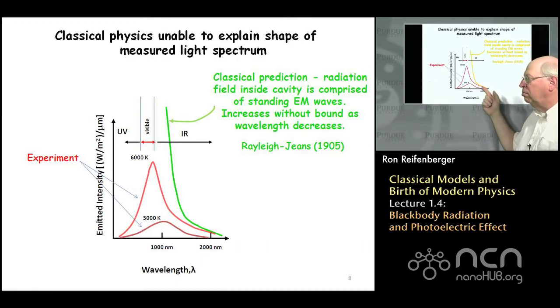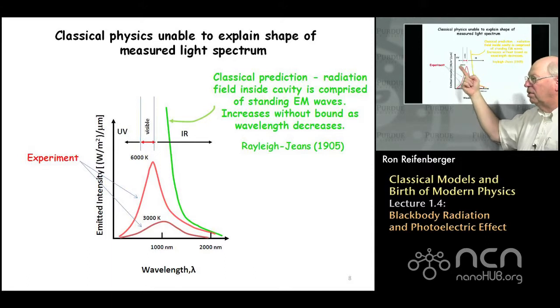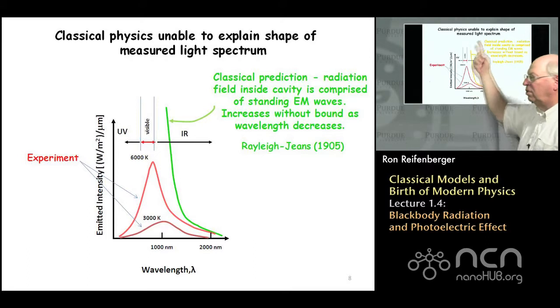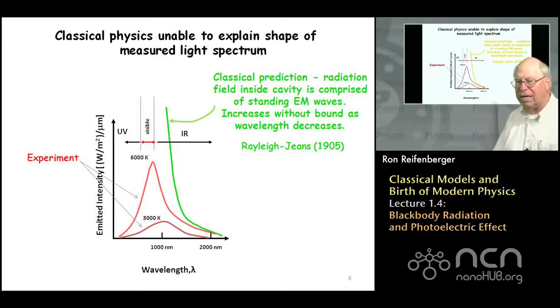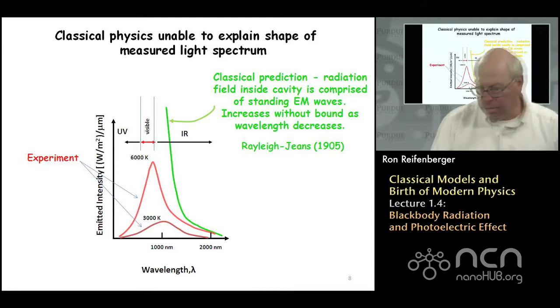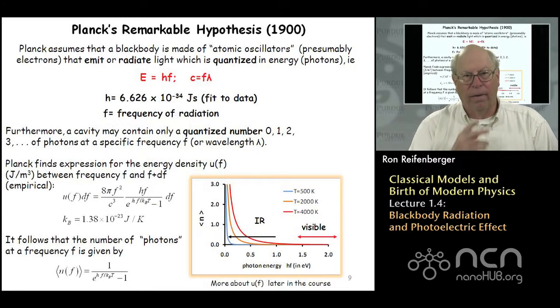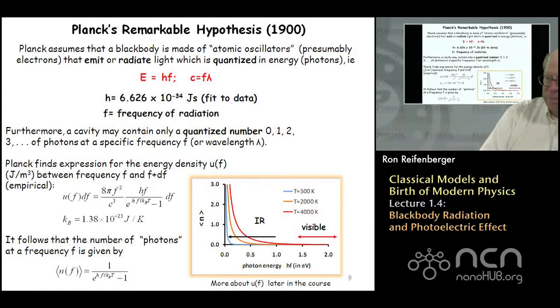But as you move into the visible region of the electromagnetic spectrum and also into the ultraviolet region, there's more and more modes that can fit inside this cavity, so the intensity should continue to go up, and of course it doesn't experimentally. So there's a serious problem with this theory. To overcome this problem, Max Planck in 1900 made a remarkable hypothesis.